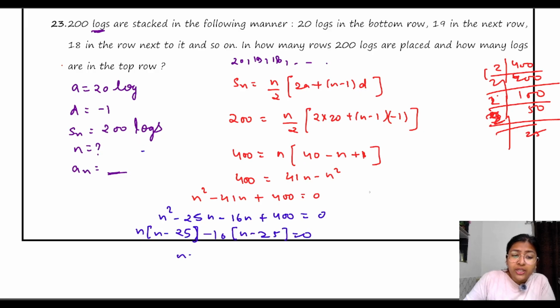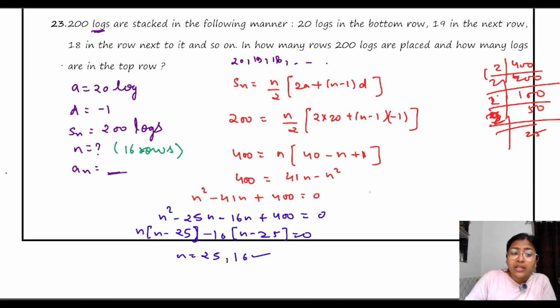So how many rows are there, 25 or 16? 16, because logs can never be negative. So we have to take the smaller value of n. Negative numbers can be possible only in other situations. So here the value of n is 16, which means there are 16 rows to place 200 logs in such a manner.